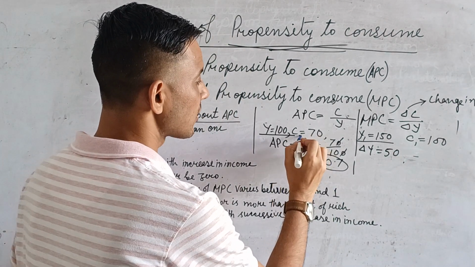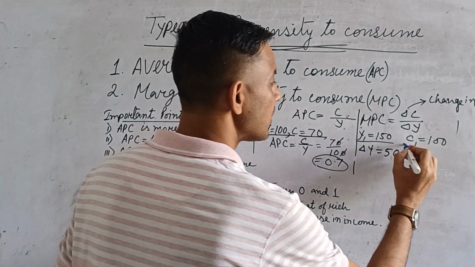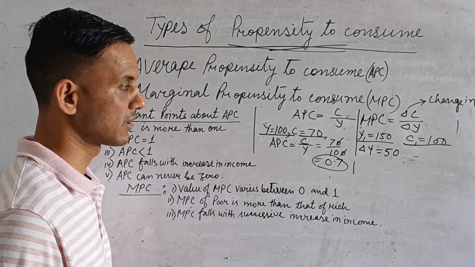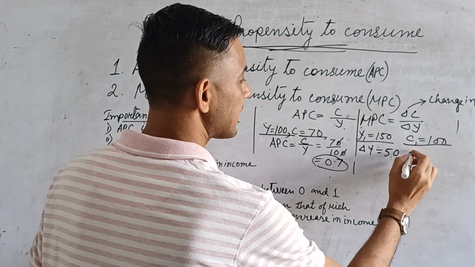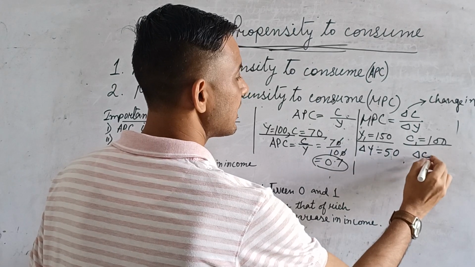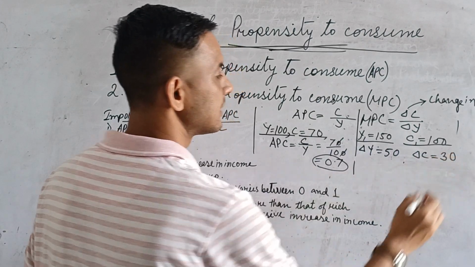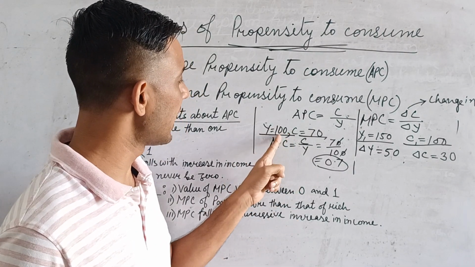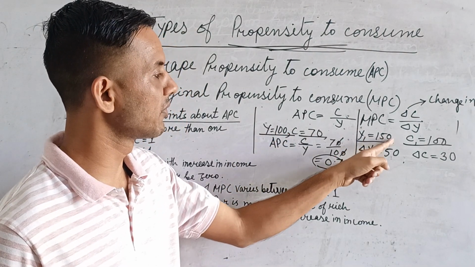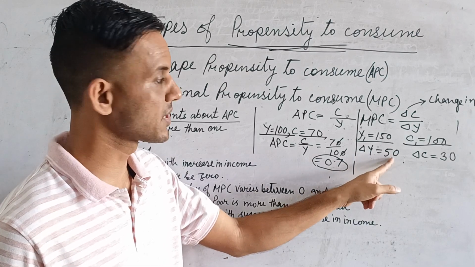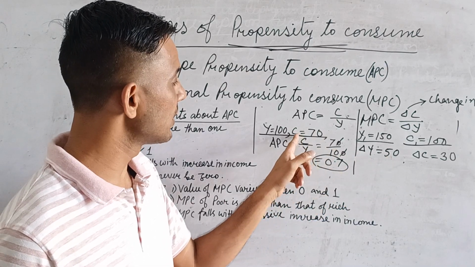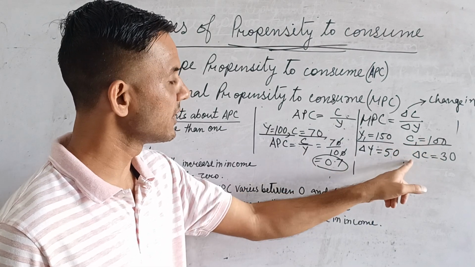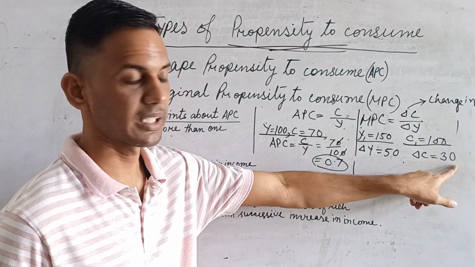Before your consumption was 70, now your consumption is 100. What is the change in consumption? So delta C is equal to 30. Is it clear? Your income was 100, new income is 150, change in income is 50. Your consumption was 70, new consumption is 100, so delta C is equal to 30.